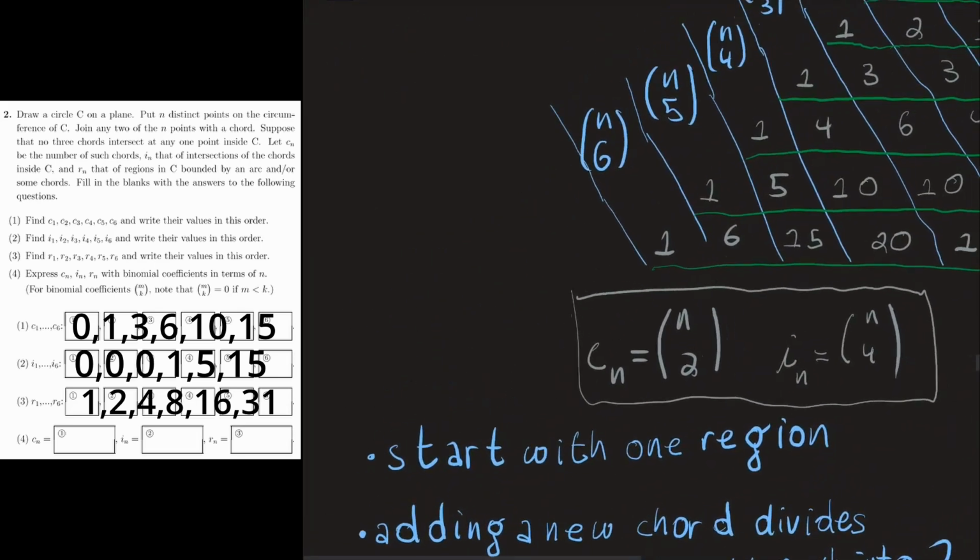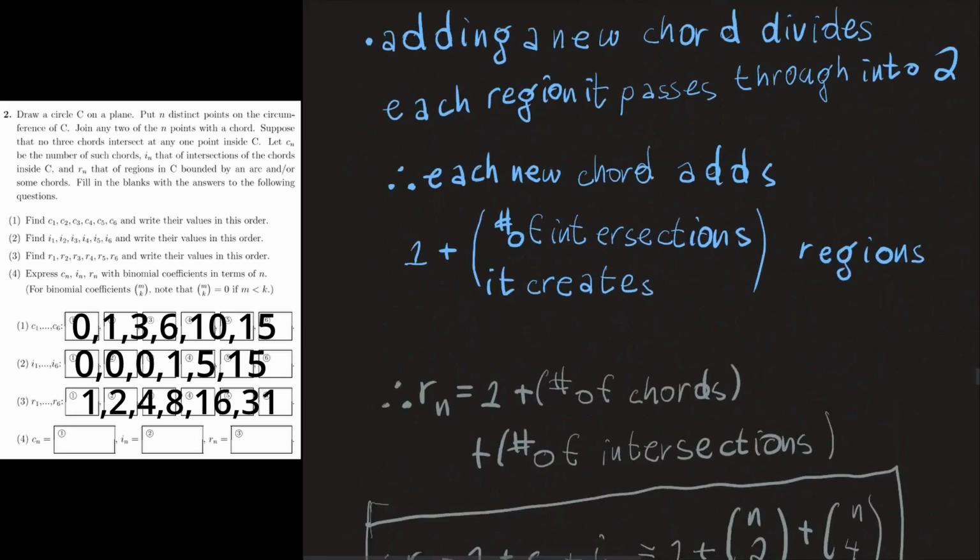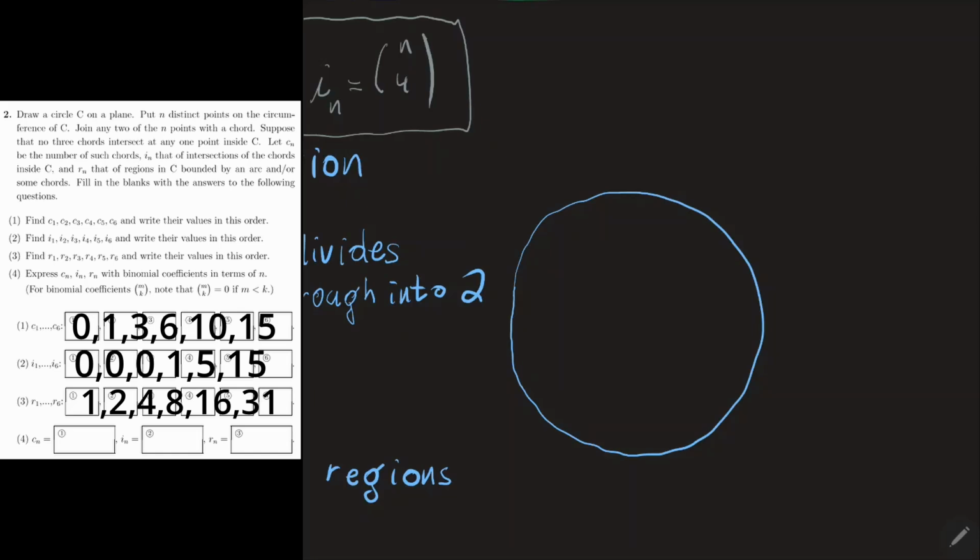So firstly, we know that the circle starts with one region, right? And that's just the entire circle itself. Next, whenever we add a new chord, that chord will divide the regions that it goes through into two. So let's look at the circle here, and let's just add in a chord. A chord like that. Clearly, it has divided this one region that it passes through into two regions. So put another way, every chord added adds one new region for each region that it passes through. So for this first chord, it only passes through one region, meaning it only added one new region.